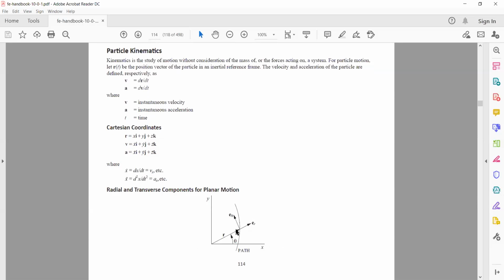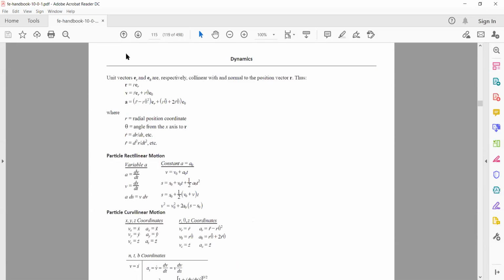We have radial and transverse components, a tangential sort of and normal direction. Actually, in this case, it's a radial transverse. I haven't seen very many problems use this particular system, but just know that if you had something at an angle and you wanted the radial and transverse components, you would be able to find them via these equations here in the handbook.